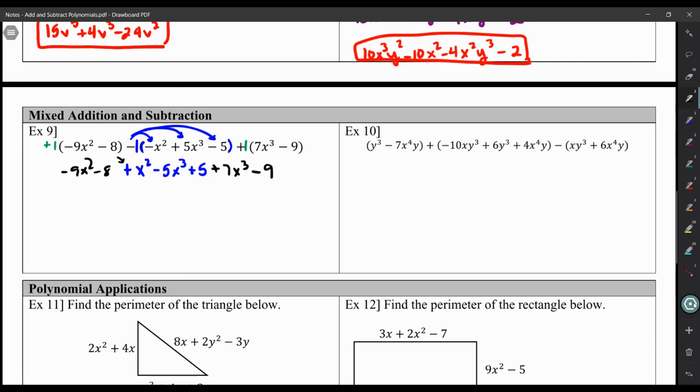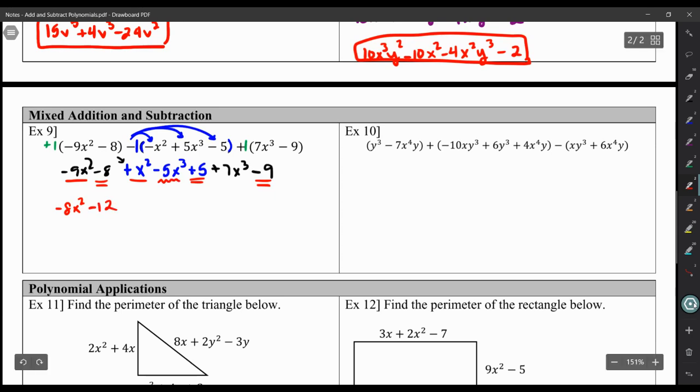Now that we have successfully distributed out any negative sign, we can combine like terms as usual. So negative 9x squared and x squared make negative 8x squared. Negative 8, 5, and negative 9 are all like terms. I have 3 this time. So let's see. Negative 8 and negative 9 combine to make negative 17. Negative 17 plus 5 makes negative 12.